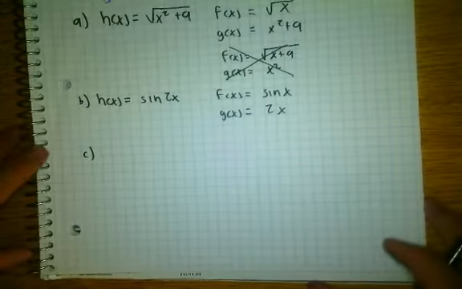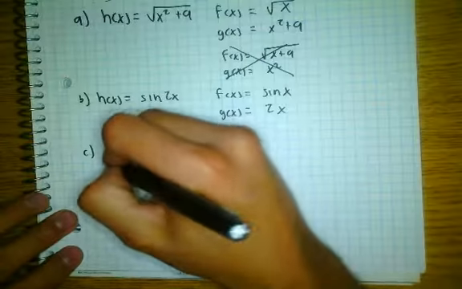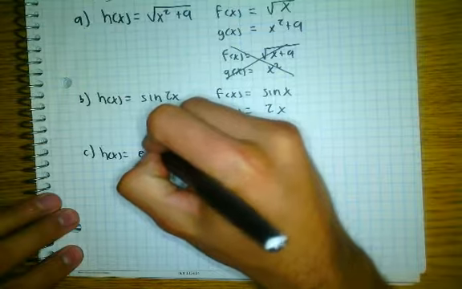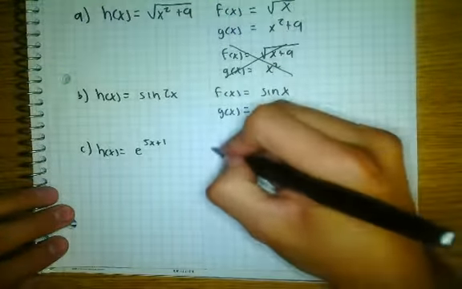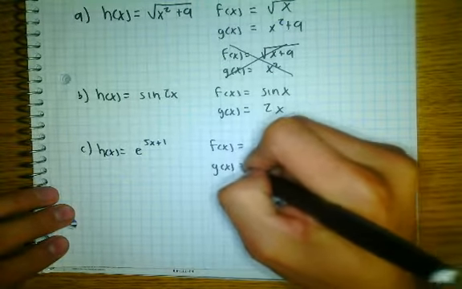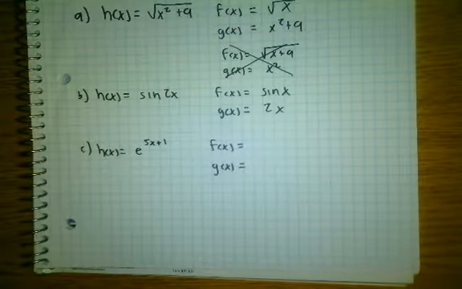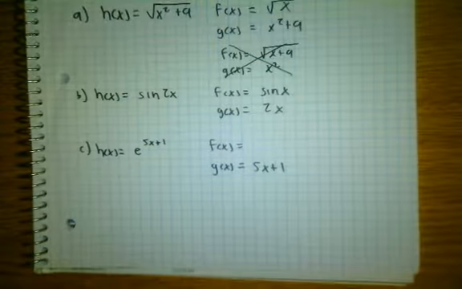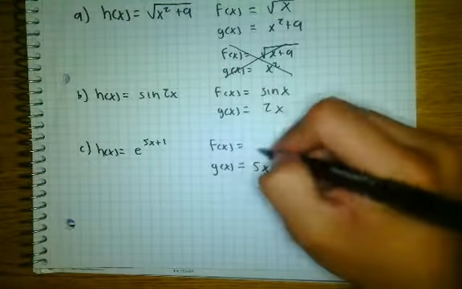Let's say that you have h of x is equal to e to the power of 5x plus 1. We need f of x, and we need g of x. Right? Alright, Jada, what do you think, man? What do you think a good g of x would be? Okay, so if we make that g of x, Melissa, what would f of x be? E to the x. Cool? Alright, one last one and then we'll move on.